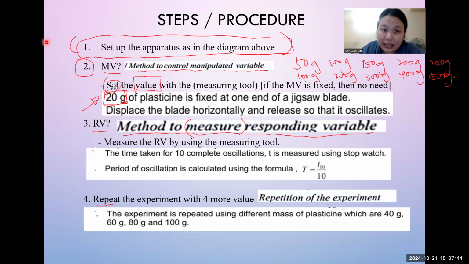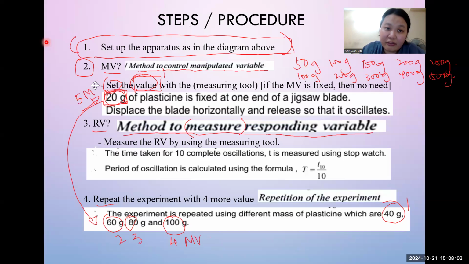But you must set the value first. This is MV number one. Then we will repeat, can you see, in 40, 60, 80, 100. So here go 1, 2, 3, 4 MV, plus the beginning, we got 5 MV manipulated. Must have at least 5. At least 5, understand?